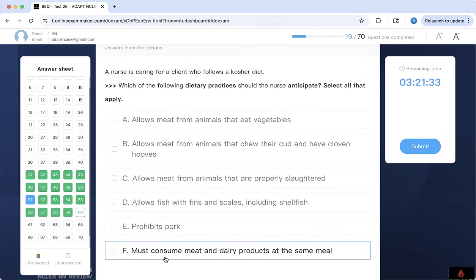This is a religious question, but it's part of psychosocial, mental health questions. And NCLEX will ask you, what do you think? What is a kosher diet? If you know the kosher diet, then which of those should be included as a daily practice of a kosher diet?